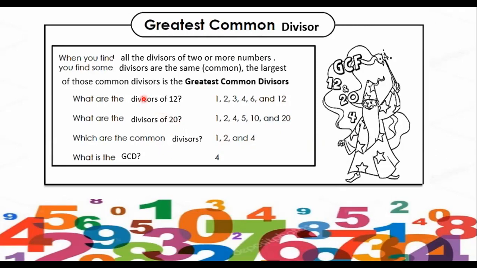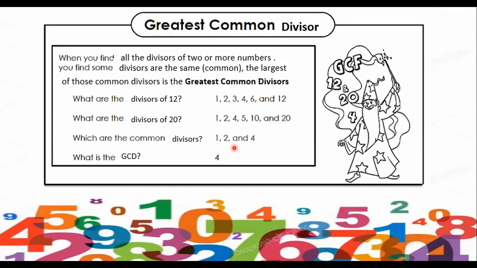Example: I want to find the G.C.D of 12 and 20. I wrote the divisors of 12, then the divisors of 20. I search for the common divisors, which are 1, 2, and 4. Then the G.C.D is the greatest, biggest one of the common divisors. The greatest one is 4. I don't search for the greatest one of all the factors, I search for the greatest common divisor. So among the common divisors, the greatest one is 4.